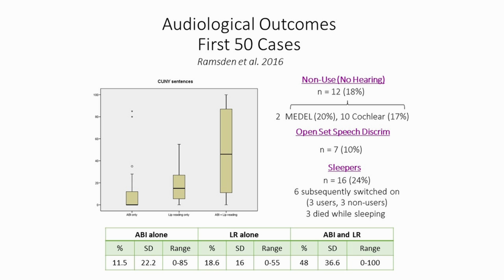Where they are very helpful is as an aid to lip reading. So you can see here, if you've added lip reading into the scheme, they score 48%. So the ABI is an adjunct to lip reading, really helping people with hearing everyday sounds and also helping hearing speech through lip reading. Okay, next slide, please.